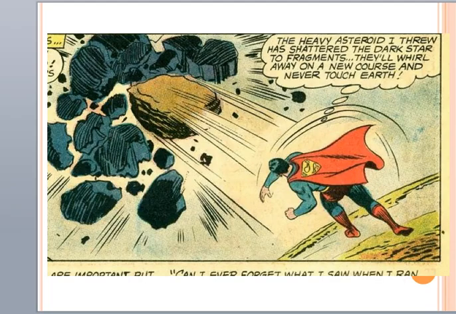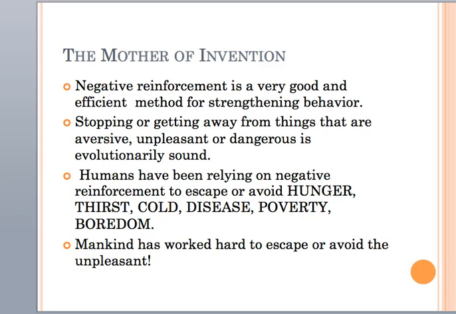So here's a little cartoon. This is Superman, and he's doing something to avoid having the asteroid hit the Earth. He says, "The heavy asteroid I threw has shattered the dark star to fragments. They'll whirl away on a new course and never touch Earth." So if there's an asteroid again, he'll probably throw another big rock at it to make the asteroid go away, because it worked the first time.